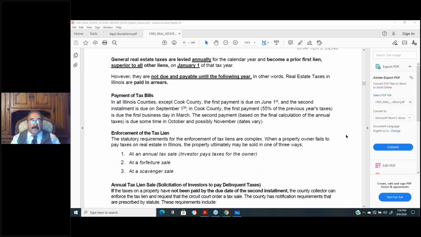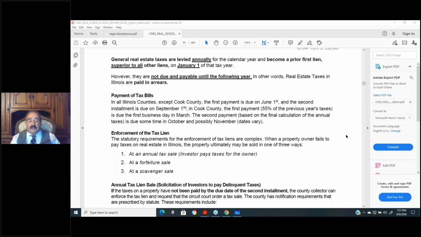Now, let's say no one buys at the annual tax sale. Then we have a forfeiture sale. At the forfeiture sale, this is where they list in all the major newspapers, neighborhood papers, Tribune, Times, everything else, and anyone can buy the property taxes. Still, the owner has a total of 2.5 years from the time that they're delinquent to redeem the property at the forfeiture sale. Now, let's say no one buys at the annual tax sale. No one bought it at the forfeiture sale.